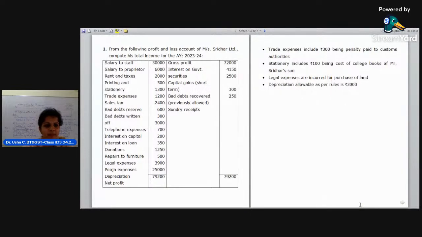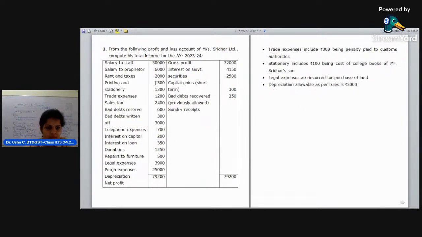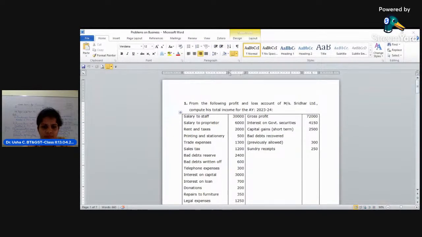Then telephone expenses, printing and stationery, one second. I'll just zoom it.